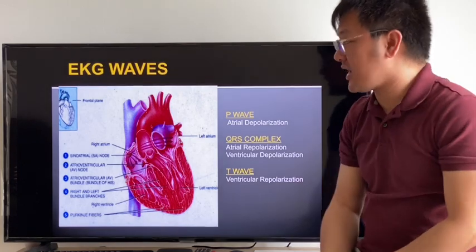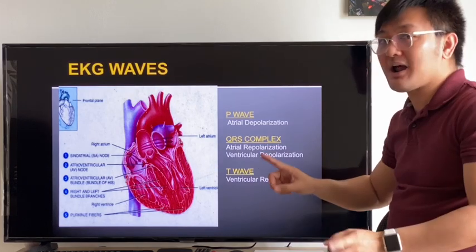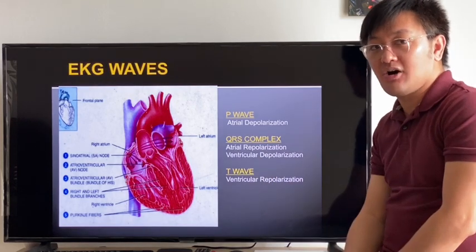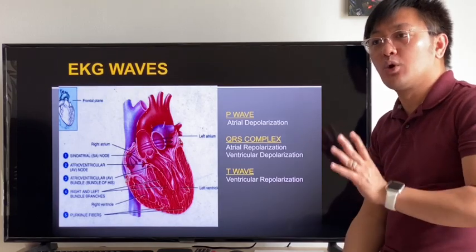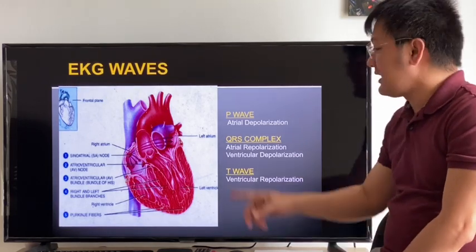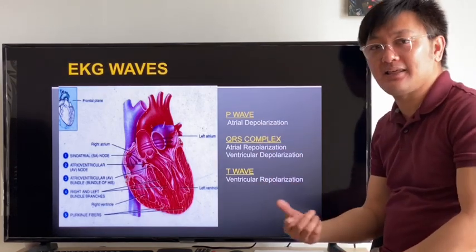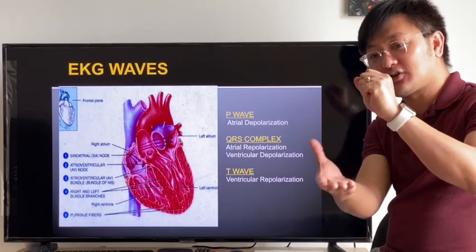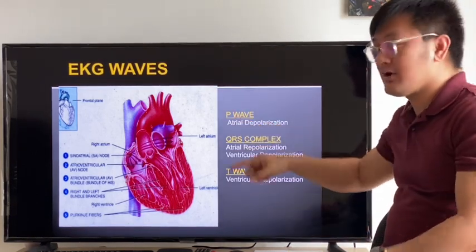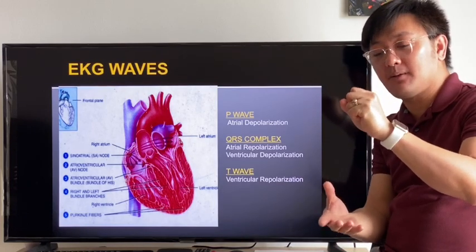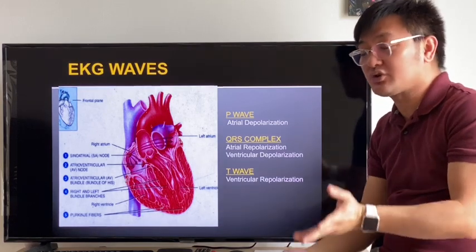That is why if you're going to ask me what specific wave represents activity of the atria, the answer is the P wave. What specific wave represents the activity of the ventricles? The answer is the QRS complex. So don't forget this. The P wave represents the activity of the atria. The QRS complex represents the activity of the ventricular chambers.